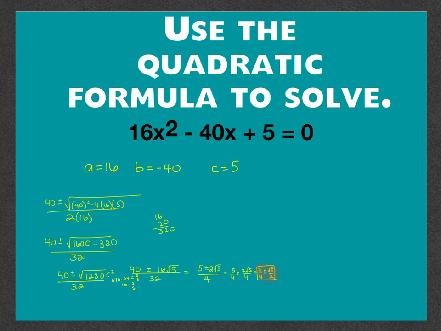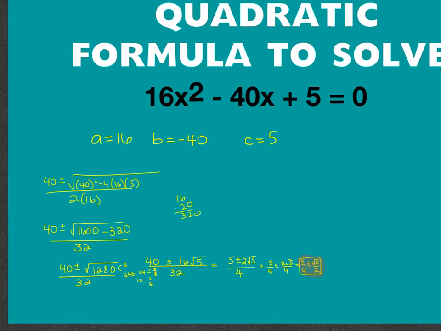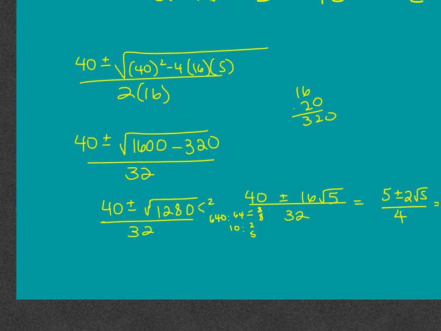Okay, second question was using the quadratic formula, negative b plus or minus the square root of b squared minus 4ac all over 2a. A is 16, b is negative 40, and c is 5. When you plug it in and you square the b and then subtract the product, you end up with 40 plus or minus the square root of 1280. That breaks down into 16 root 5.